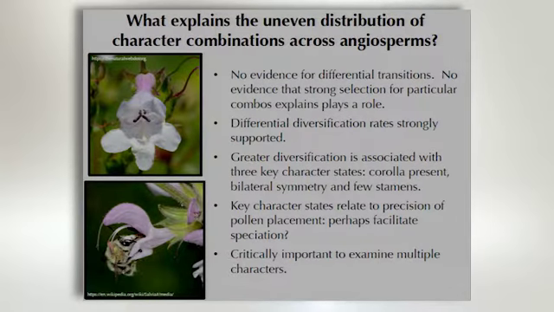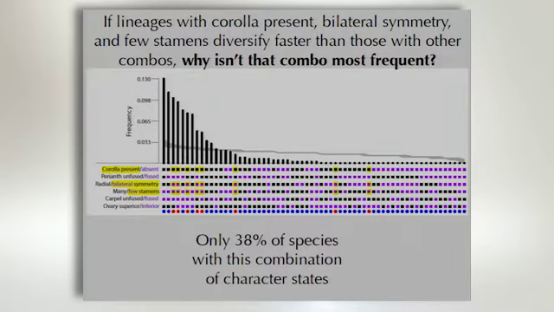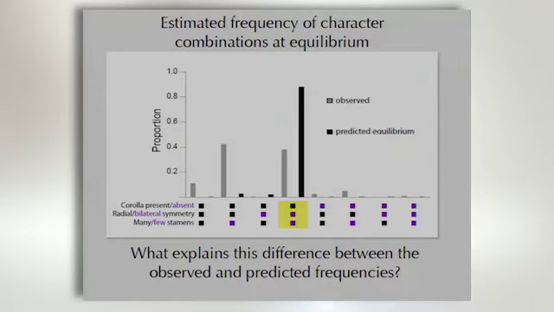Okay, so 2 minutes and I have an answer, but I'm not done yet, because if lineages with the character combination of corolla present, bilateral symmetry, and few stamens diversify faster than those with other combinations, then why isn't that combination the most frequent? We actually have only 30% of the species in our data set characterized by this combination of characters. So we used our diversification and transition rates to estimate the expected frequencies at equilibrium, and we calculate that our focal combination of characters should be represented by 90% of the angiosperms at equilibrium, but we only have 38%.